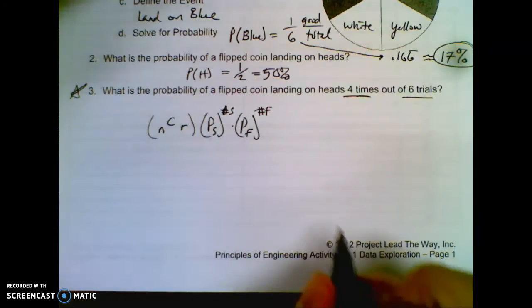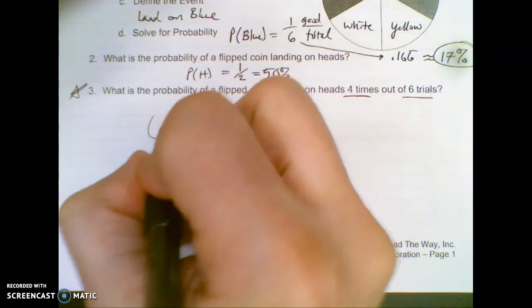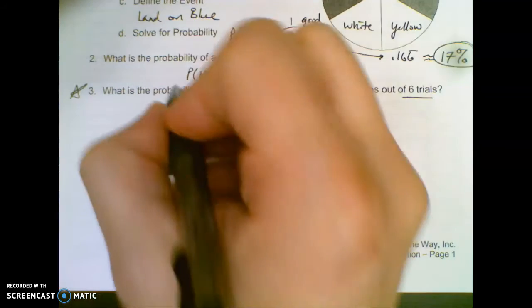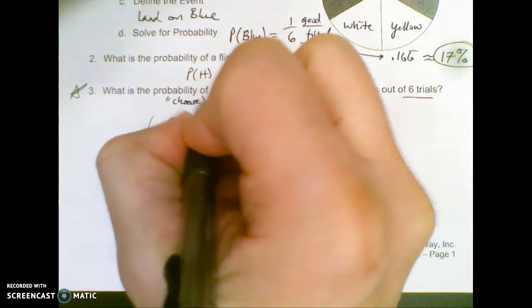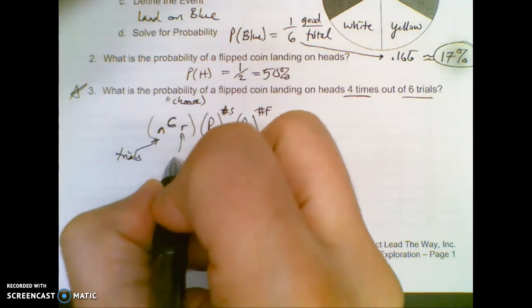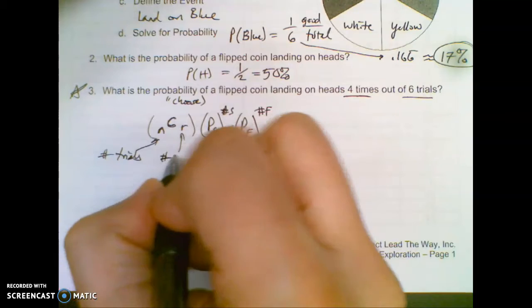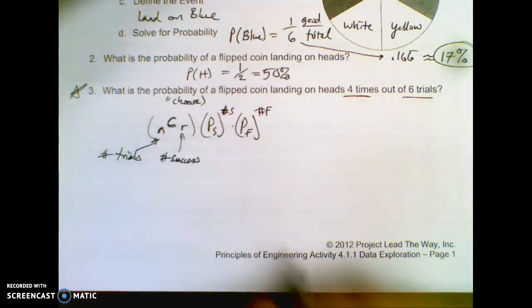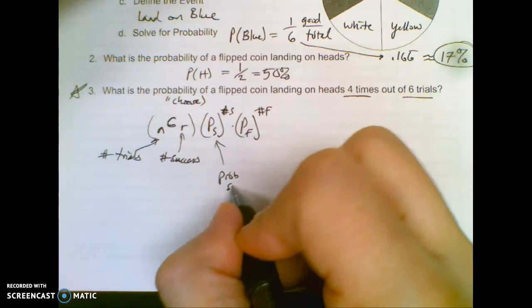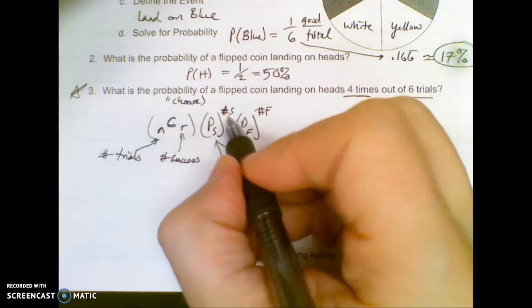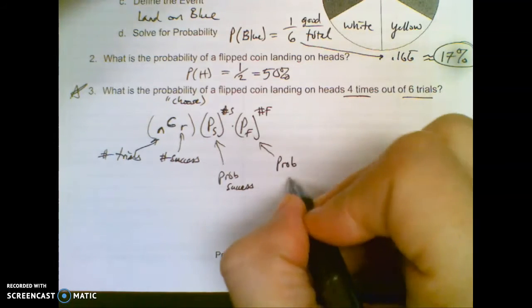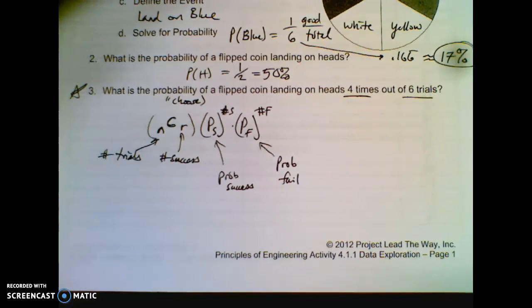Okay, so let me explain this thing. So nCr is called, first of all, in probability, we call it choose. This should be the number of trials. This is the number of successes. So number of successes, number of trials. This is the probability of success raised to the power of the number of successes you want. This is the probability of failure raised to the number of failures you want.